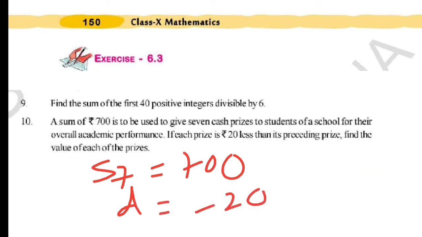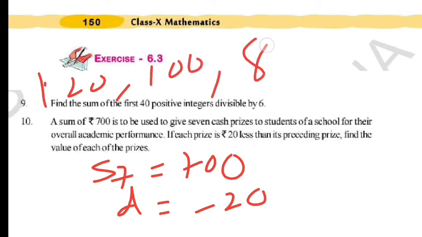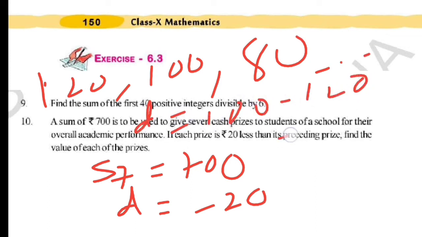Why? Because for example, the list of the prizes is 120 for the first prize, then 100 for the second prize because it is 20 rupees less. Next, 80 is in the list. Here what is the common difference? 100 minus 120, how much? Minus 20. So that is why the common difference is minus 20.